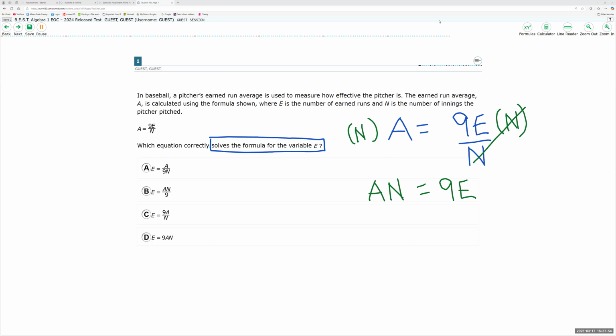Now the E is being multiplied by 9, so my next step is going to be to divide both sides by 9. Let's do that. When the 9's cancel into a 1, I'm going to have that E is equal to AN over 9. So E is equal to A times N over 9.